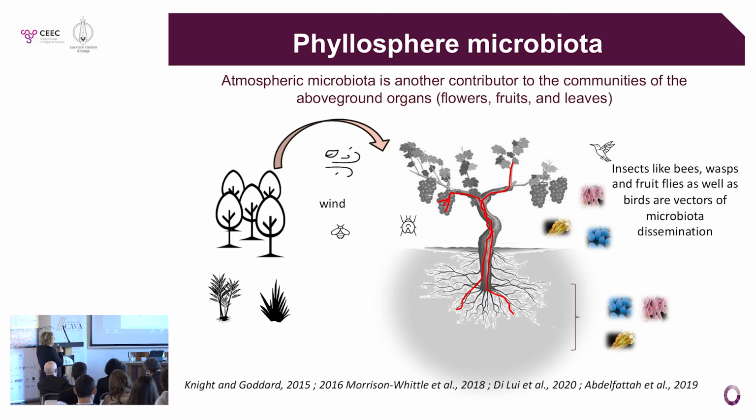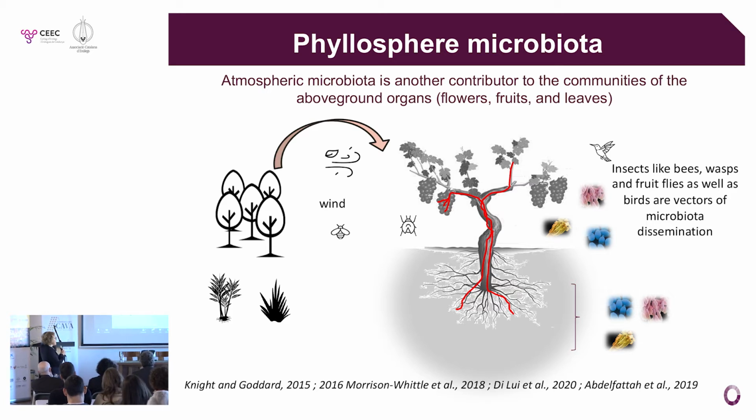Atmospheric microbiota is another contributor to the communities of the aboveground organs, namely flowers, fruits and leaves. And these environmental microbiota are disseminated in the vineyards through different vectors. We can consider wind, but also arthropods like bees, wasps, fruit flies, as well as birds, which could be vectors of yeast and bacteria in the vineyard.